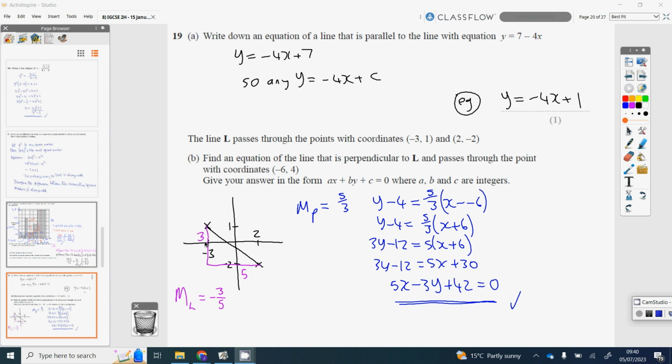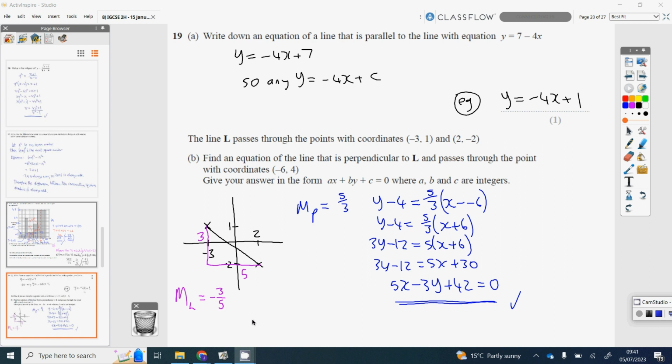So remember, the gradient is y step over x step, the height of the triangle divided by the base of the triangle, 3 over 5. But because the line is going downwards, left to right, it is a negative gradient, so minus 3 over 5. Now that's the gradient of L.